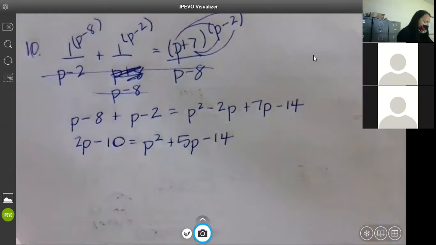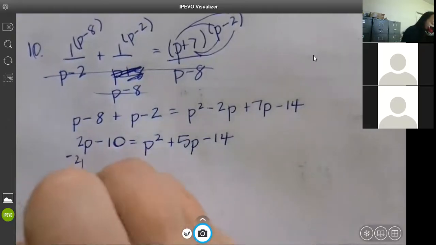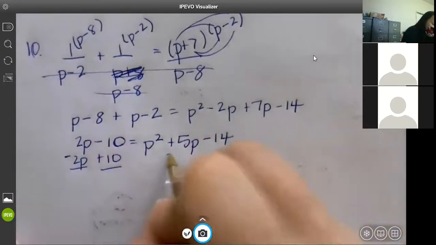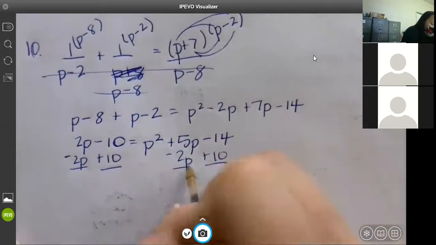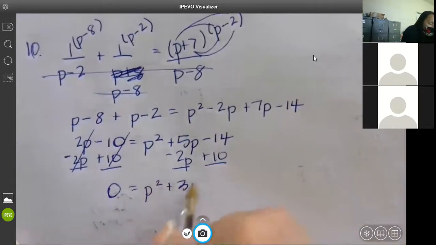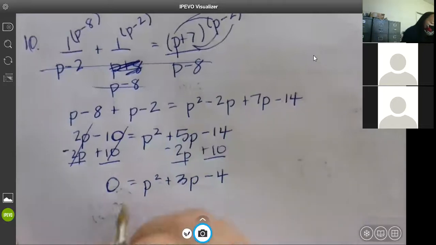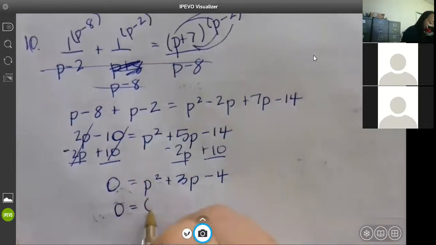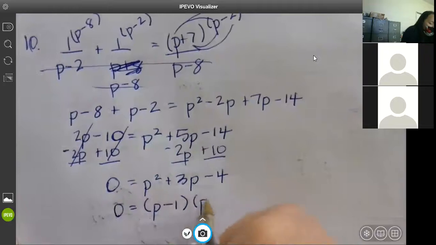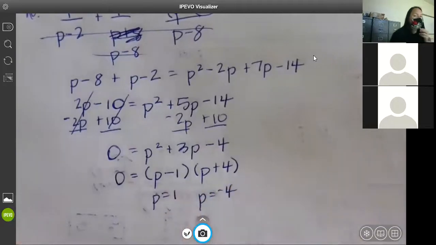minus 14. Since we have p squared and p, we have to get everything on one side and factor. So we're going to subtract the 2p and add 10. So this gives you 0 equals p squared plus 3p minus 4. Factors of -4 that add to 3 are -1 and +4. So your two answers are 1 and -4.